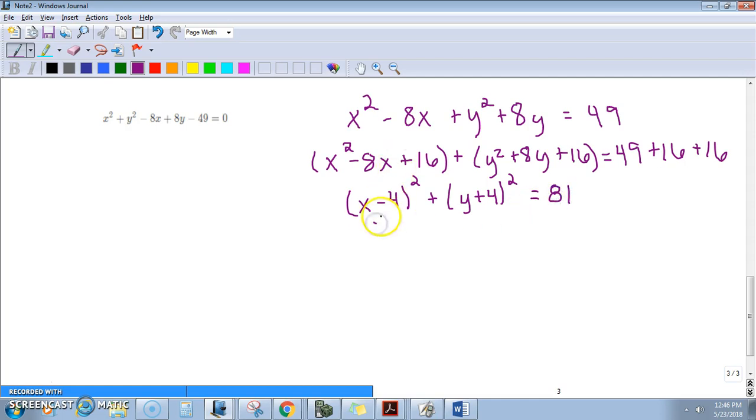Okay, so the center is the opposite of both of our x and y. So our center is positive 4, comma, negative 4, x, y. And the radius is 9.